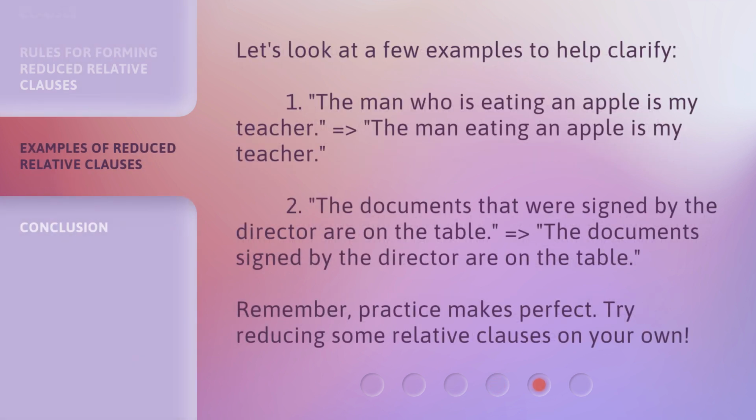Let's look at a few examples to help clarify. 1. The man who is eating an apple is my teacher. Becomes: the man eating an apple is my teacher. 2. The documents that were signed by the director are on the table. Becomes: the documents signed by the director are on the table. Remember, practice makes perfect. Try reducing some relative clauses on your own.